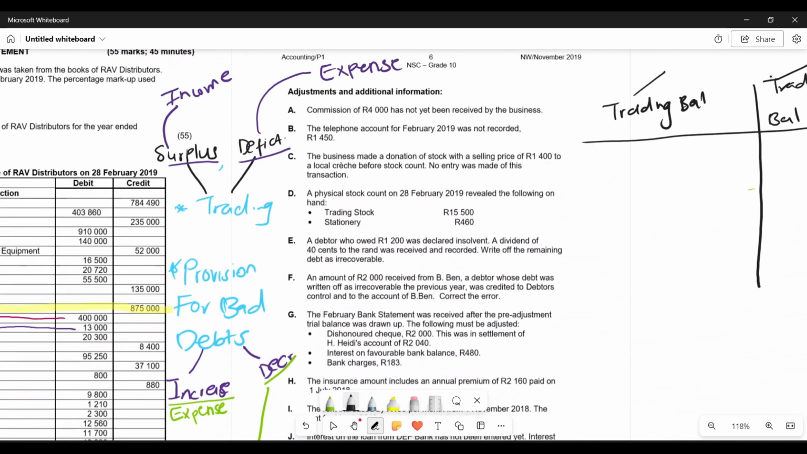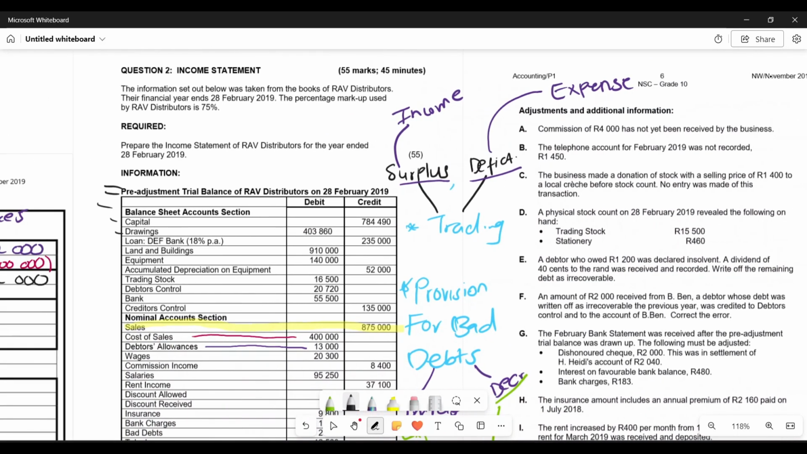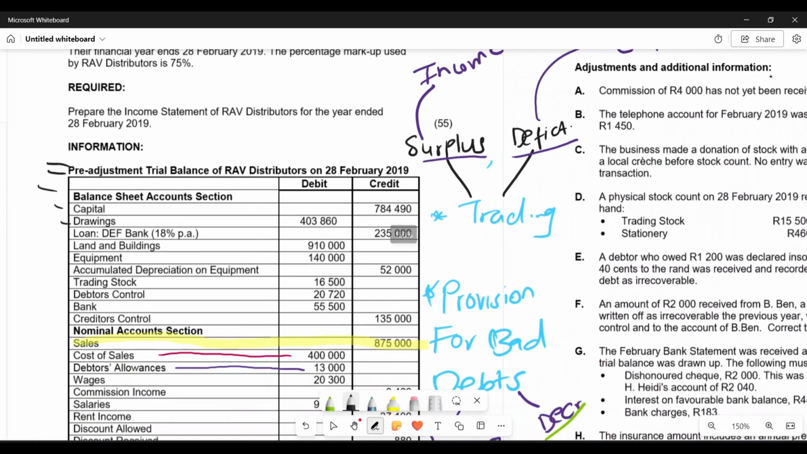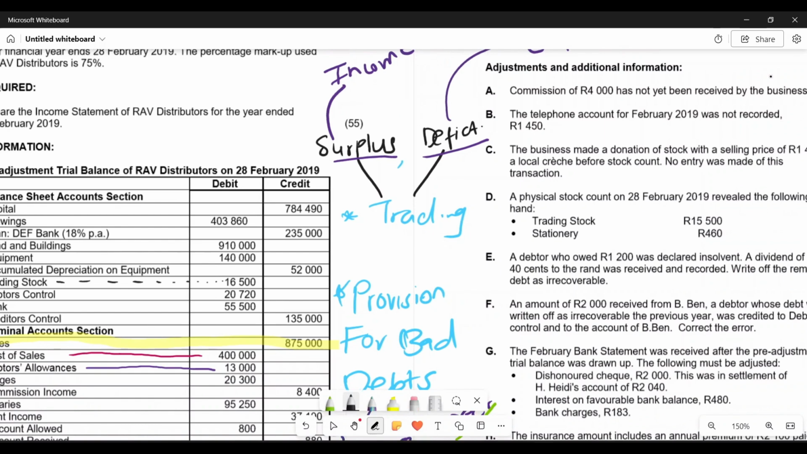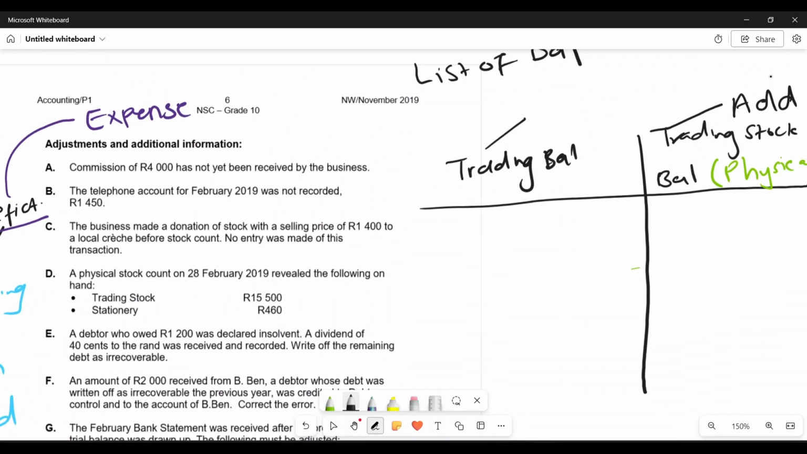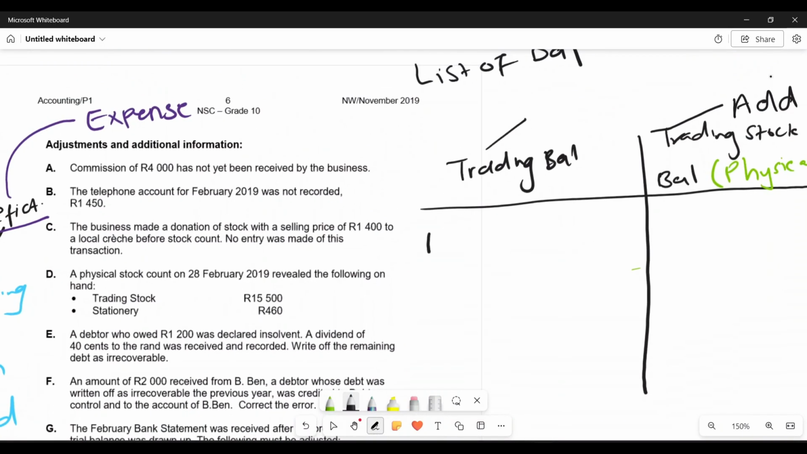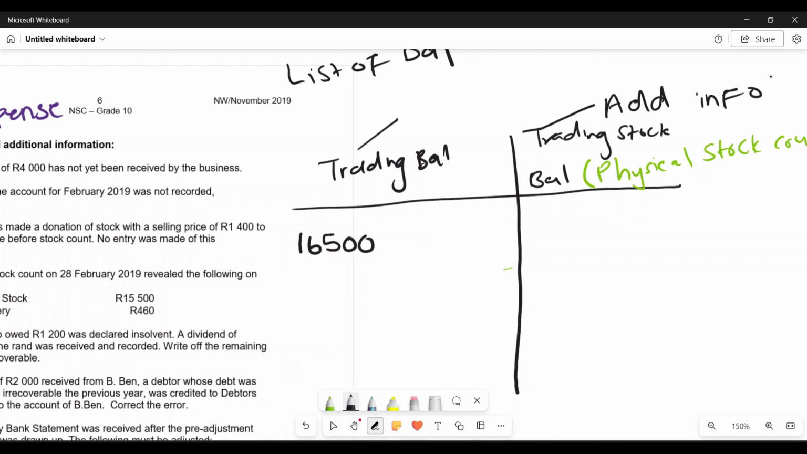Now, let me start with my trading stock balance from my list of balances. This is my trading stock, which is 16,500. Before I can compare it, let me also find my trading stock from my physical stock count. Information D says the physical stock count at the end of the year revealed the following on hand. So they told us that our trading stock on hand is 15,500.